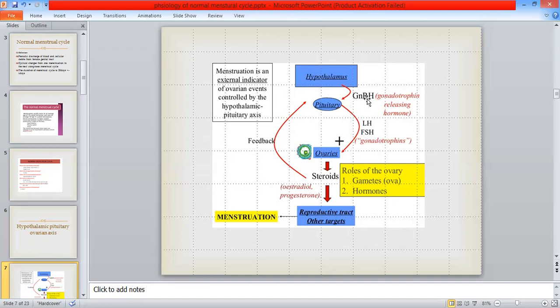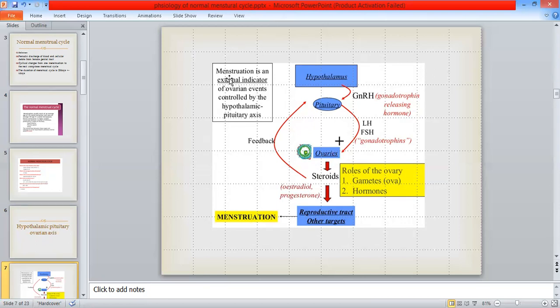GnRH, gonadotropin releasing hormone, is released in a pulsatile pattern. LH, luteinizing hormone, and FSH, follicle stimulating hormone, released from the pituitary gland, then act on the ovary. From the ovary, different steroid hormones are released. These are estrogen and progesterone. These steroid hormones, estradiol and progesterone, then act on the reproductive tract, meaning the uterus, and are responsible for menstruation. The ovary performs two roles. One is production of the ova, meaning the gamete, and the second is production of the hormones, estrogen and progesterone. And these estrogen and progesterone are then responsible for normal menstruation.